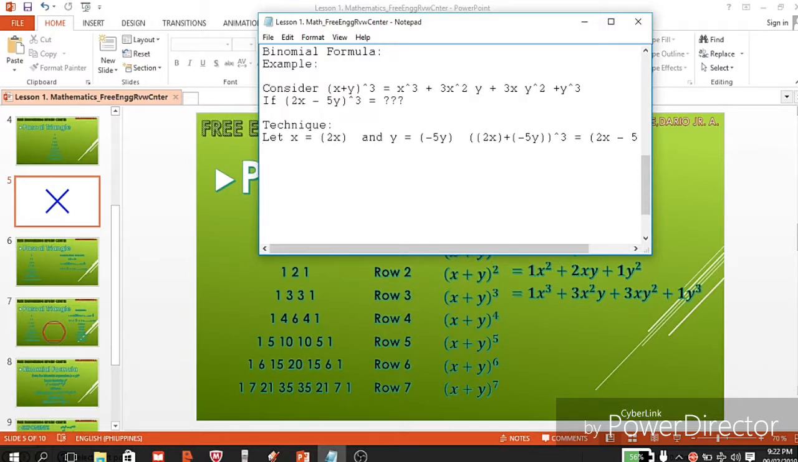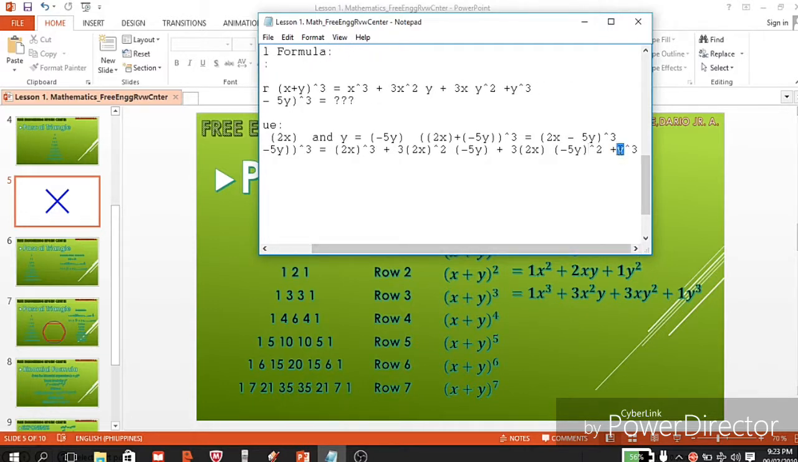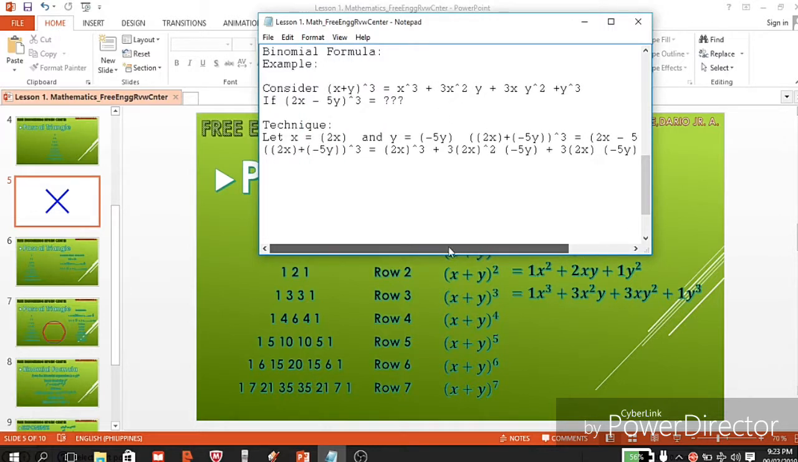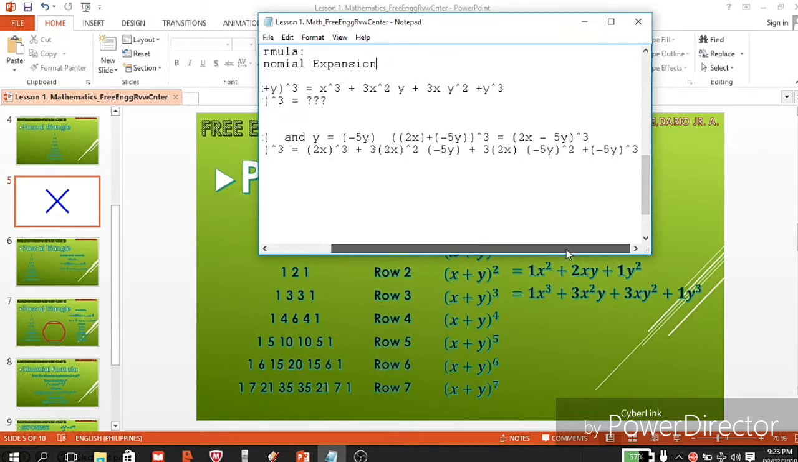Okay? So now, here is the trick. You just need to copy this one, and all you need is just to replace x by 2x. So I'm going to replace this one by 2x, this one by 2x, this one by 2x, this one by 2x, and I'm going to replace y with negative 5y. So I'm going to type in here negative 5y, negative 5y, negative 5y, and negative 5y. So that's it. So this is the binomial expansion.